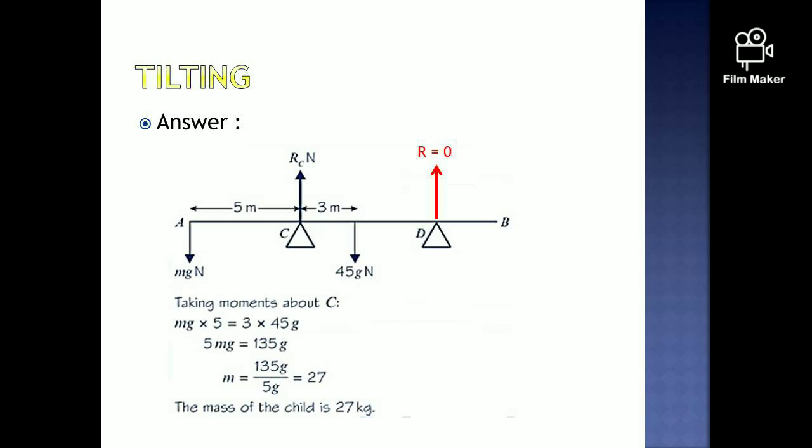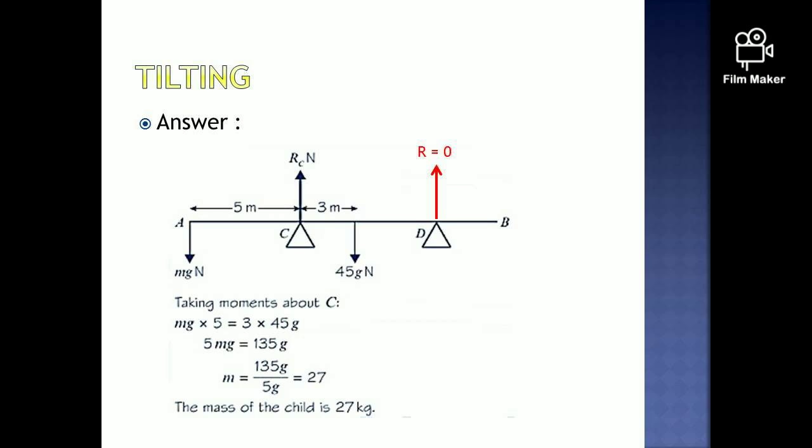Since this is in equilibrium, to obtain these answers, I can use the moment around point C. If I consider the moments around point C, you can say the clockwise moment equals the anti-clockwise moment. The anti-clockwise moment is mg times 5 meters. That is the moment due to the weight of the child. So you can work out 5 times mg, that equals the clockwise moment. What is the clockwise moment? That is the moment due to the weight of the rod.